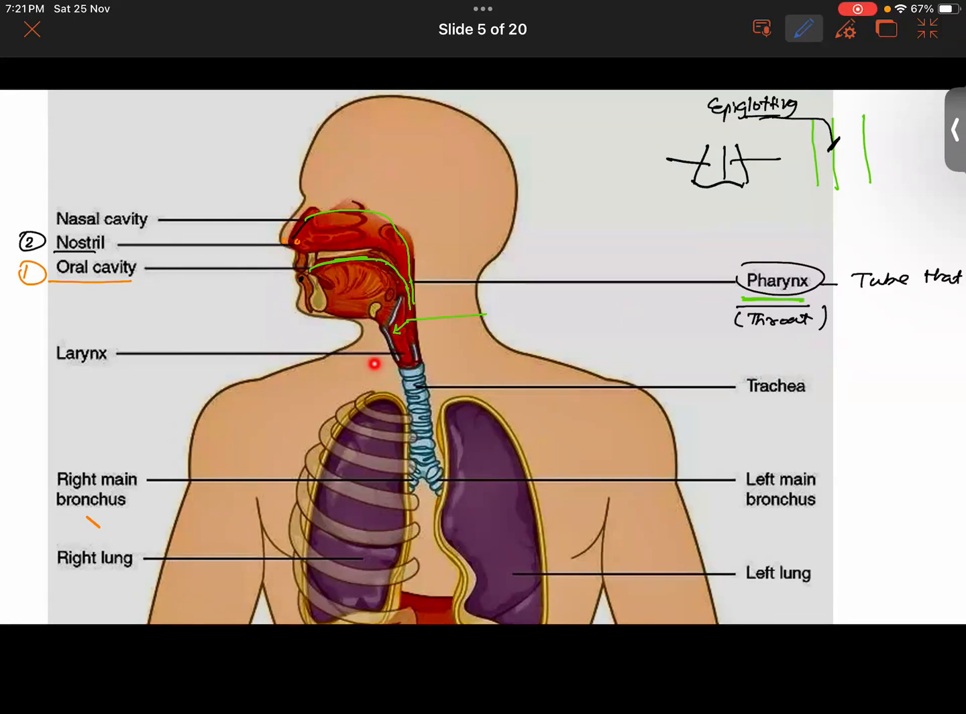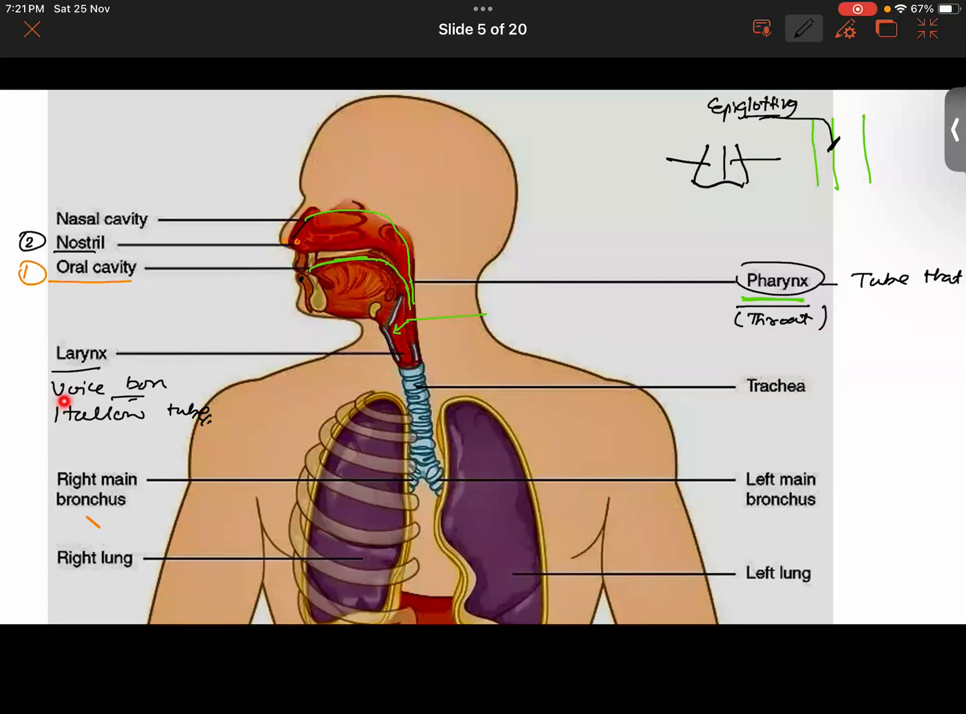Now look, larynx. There is another name for larynx, that is also called the voice box. So the larynx is present in the middle of your neck, right? Also called the voice box. So the larynx is also a hollow tube, a tube-like structure in the middle of your neck that helps you to breathe and also helps you to make sounds.